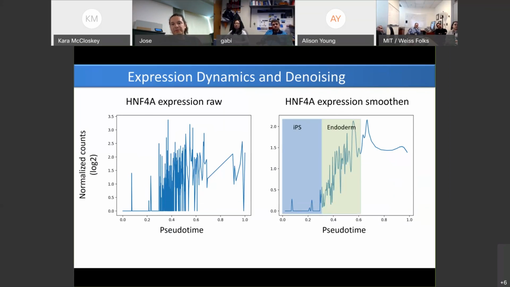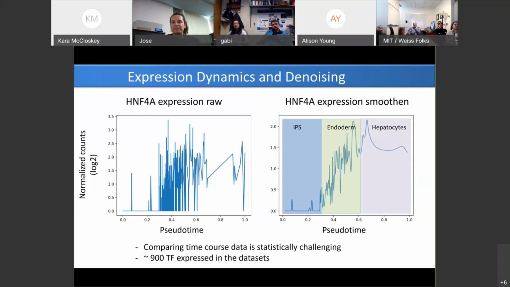Then it becomes production in the endoderm phase, and then it becomes established at high levels in hepatocytes. So now the next question, or the question we wanted to ask, is: are there other genes with similar associated dynamics that can be part of developmental circuits? Now, this is a hard problem.